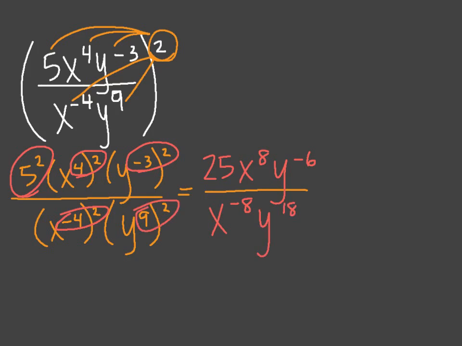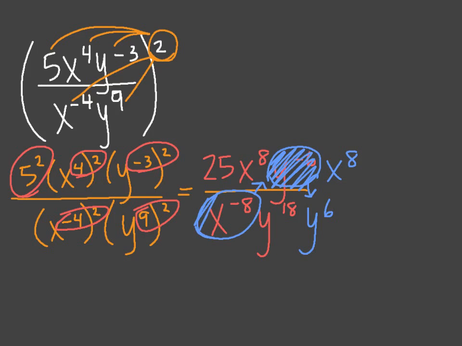Now that I've gotten rid of all of my parentheses, I'm going to move my negatives. I have this negative on the top, which I know is going to move to the bottom, and become positive. Now it's no longer on the top of my fraction. Similarly, this negative, because it's on the bottom, I'm going to move it to the top and make it positive. And it's no longer on the bottom.